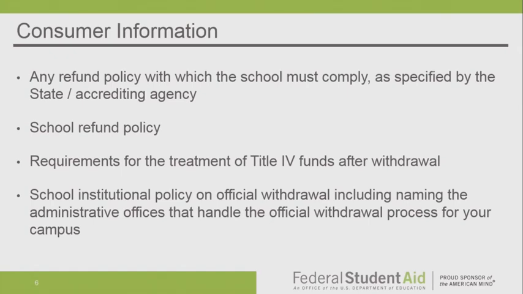And as part of that, you have to explain your institutional policy on official withdrawals, including naming the administrative offices that handle that process so that students can complete it in a timely way. All of these things are things that you have to make available to students through appropriate methods. Could be appropriate publications, mailings, online, or emails to students, but it has to be available to prospective and current students.